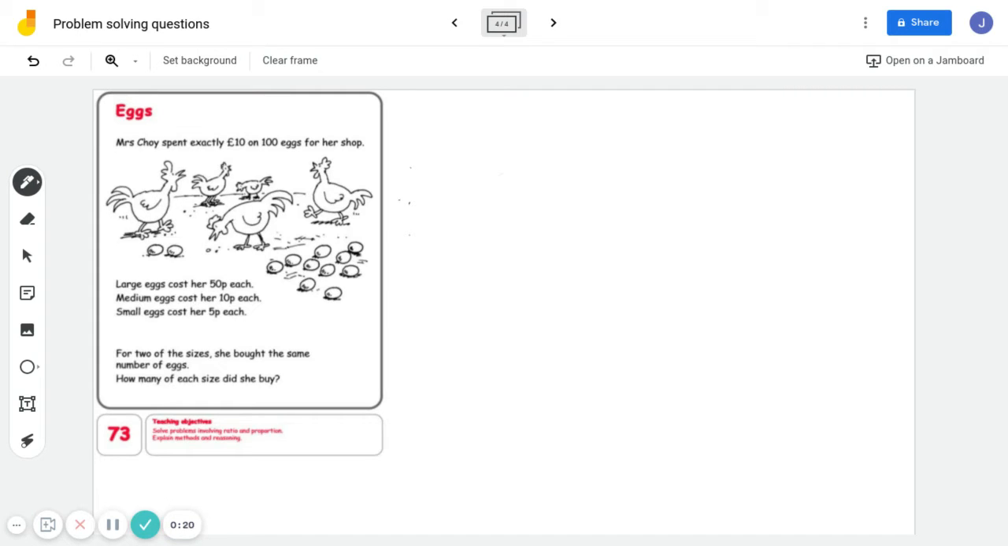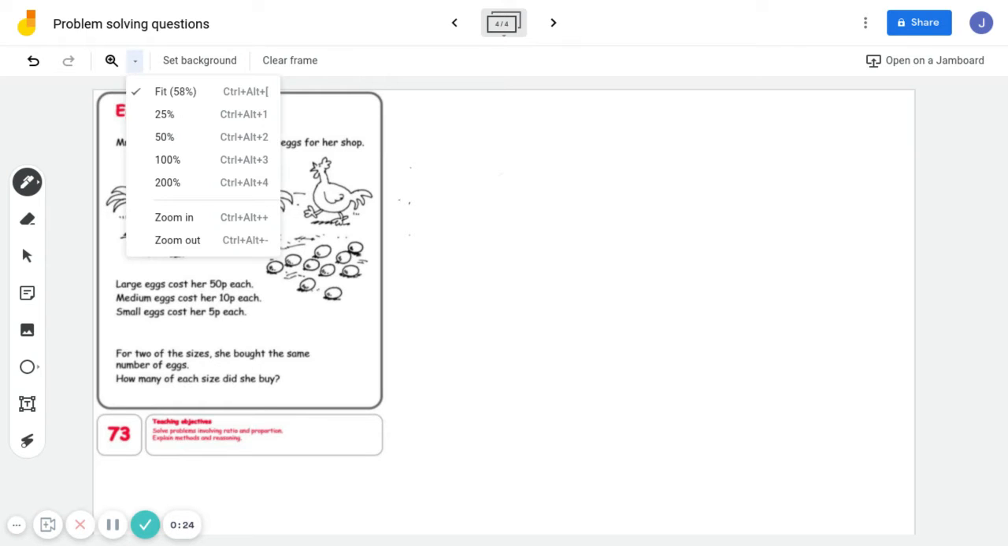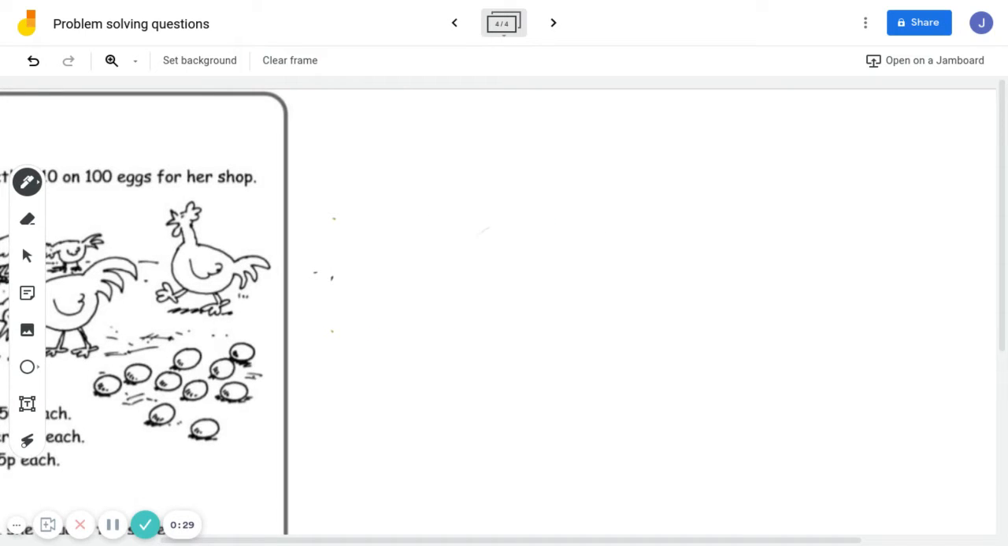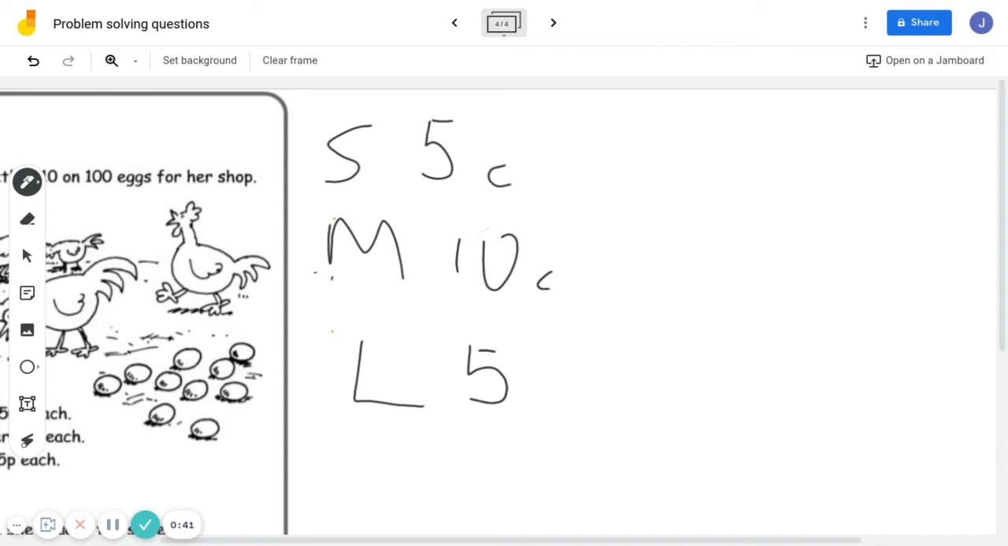So the best way to work this one out is to guess and check. That's the strategy to use, and that's the one I'm going to use now. Let me zoom in because I'm going to need a lot of space for this one. We have small eggs, medium eggs, and large eggs. The small eggs cost 5 cents. The medium eggs cost 10 cents. The large eggs cost 50 cents.